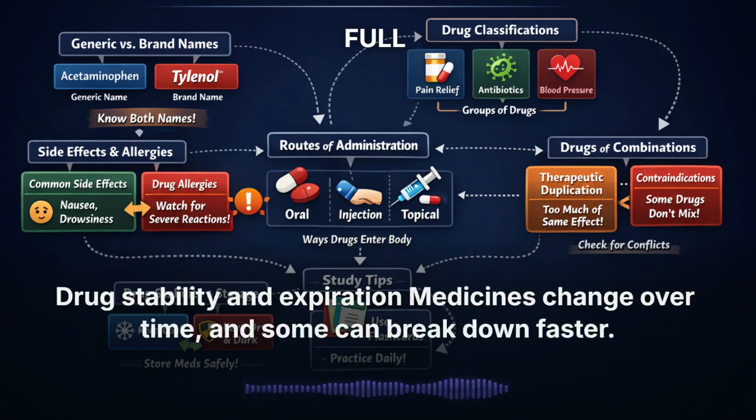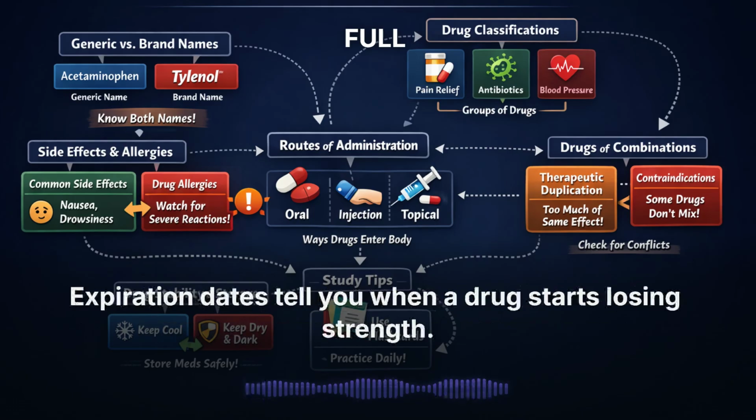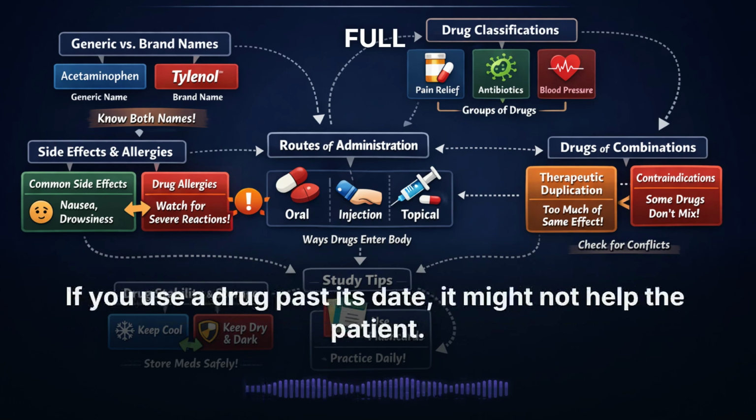Drug stability and expiration. Medicines change over time, and some can break down faster. Expiration dates tell you when a drug starts losing strength. If you use a drug past its date, it might not help the patient.